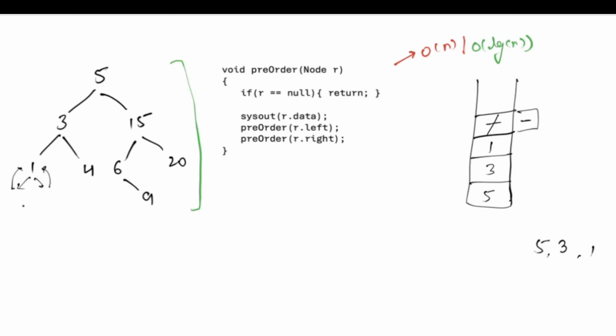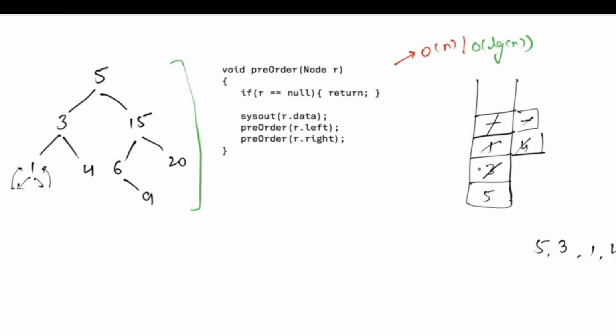Then 1 will also return and the function will be called for 4. Now the stack frame of 4 will be created at the same place where the stack frame of 1 was. So let's not print nulls. Then 4 will return, then 3 will return.